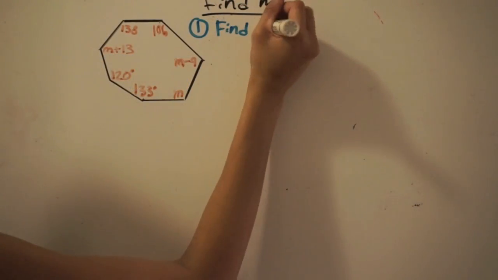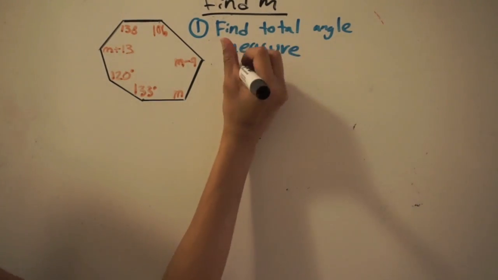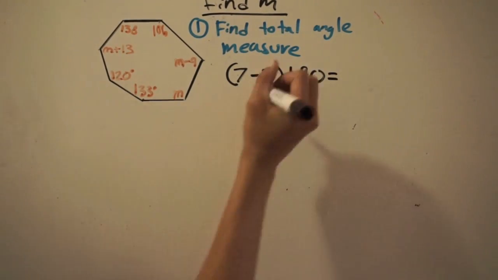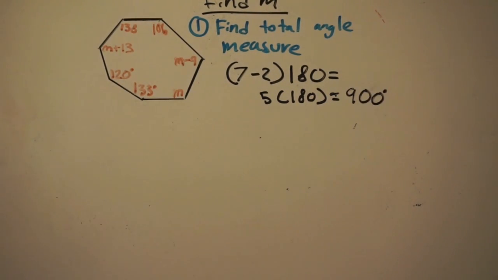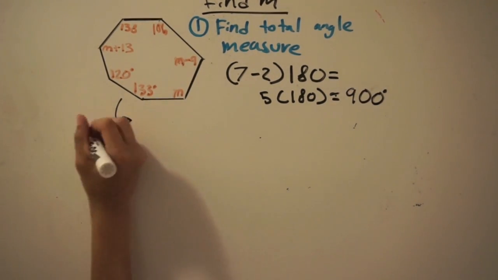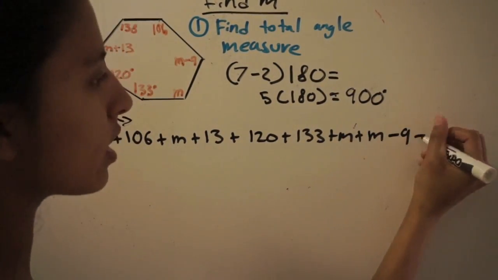Now for our example problem. We have a heptagon and instructions to find m. The first thing to do is to find total angle measure by doing 7 minus 2 times 180. So it would be 5 times 180 equals 900. Next, we are going to take all of the angle measures of the heptagon and set up an equation.